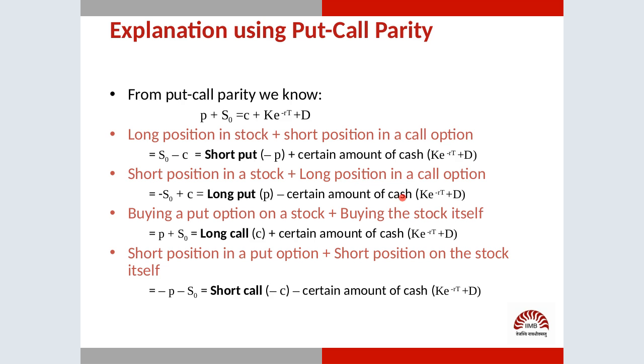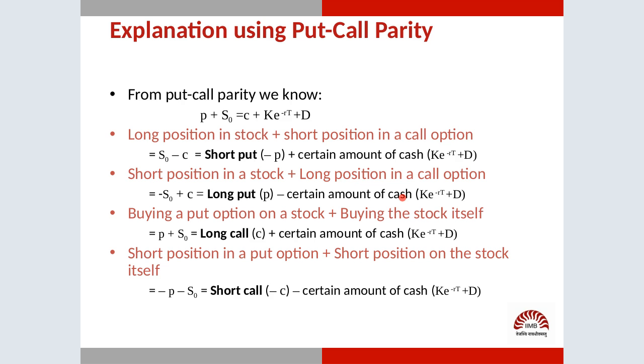Reverse of writing a covered call. The reverse of writing a covered call is a short position in the stock and a long position in the call option, right? So that basically becomes minus S0, the short position in the stock, plus a long position in the call, which is plus C. So it's C minus S0, which becomes what? The long put P minus a certain amount of cash. Because if you take it on that side, C minus S0 is P minus K to the power minus RT minus D. But K to the power minus RT minus D is some amount of cash. So therefore that can equate out, and you have P minus this amount.